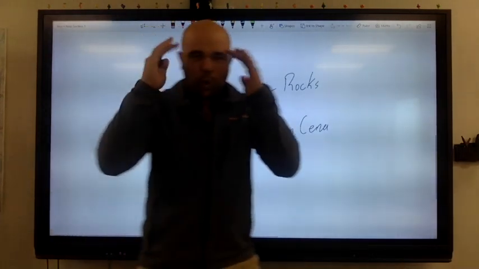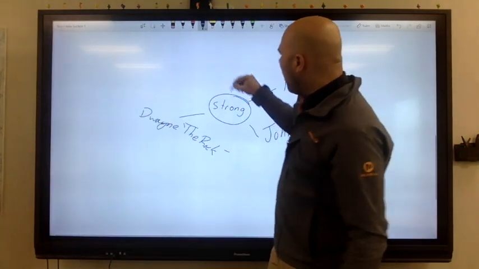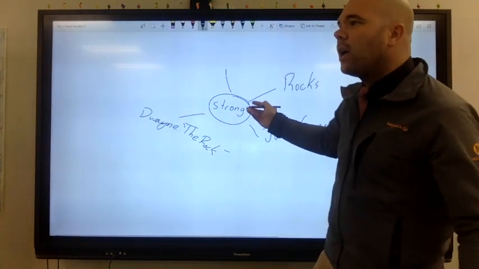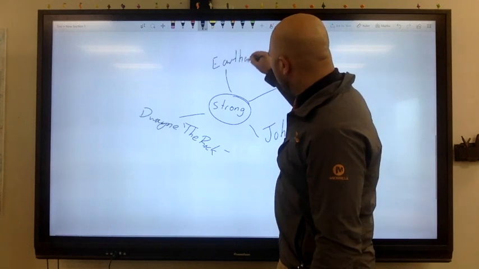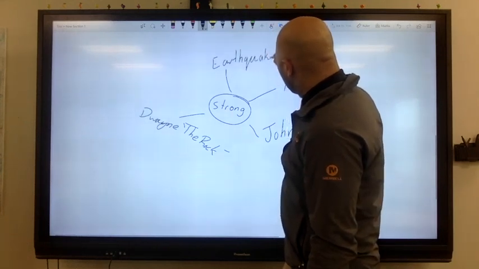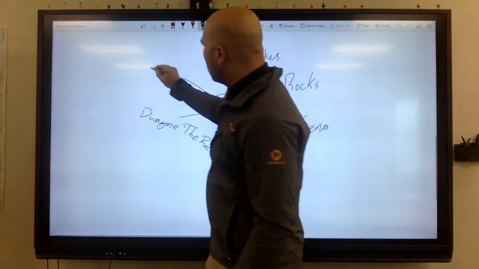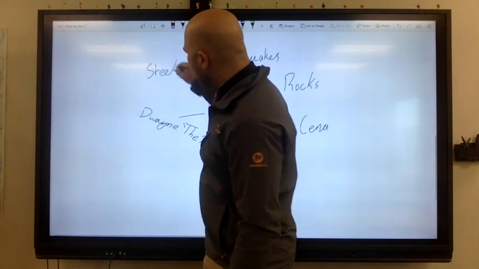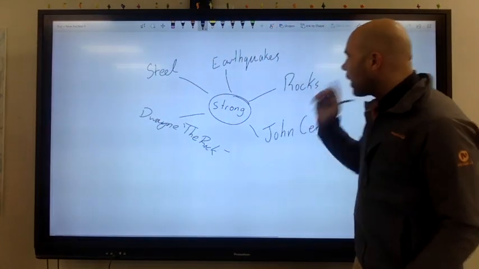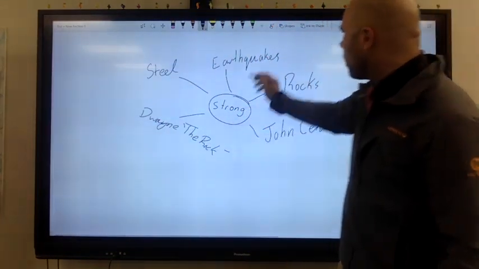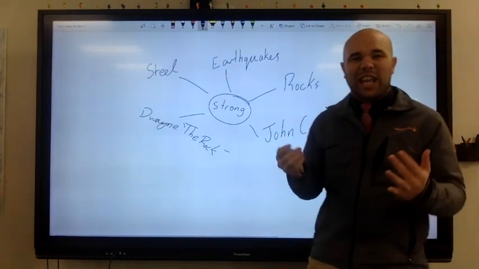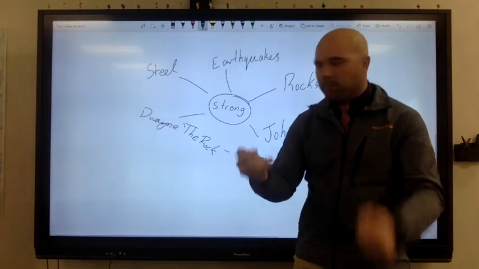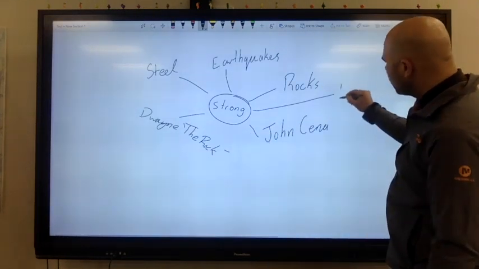Okay, what else is strong? What else is strong? Well, I guess earthquakes, they're strong. I might go steel, as in the metal. That's really strong. Okay, rocks, John Cena, Dwayne "The Rock", earthquakes, steel. What else is strong? In Australia, we've got a strong belief in the law. So I might say something like our legal system.